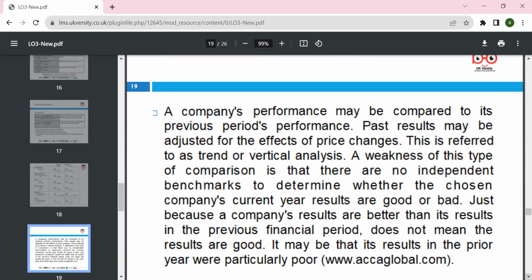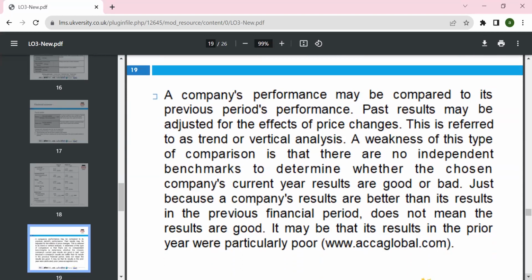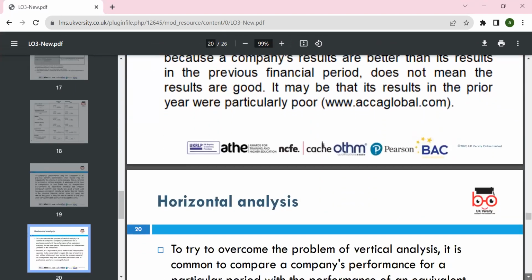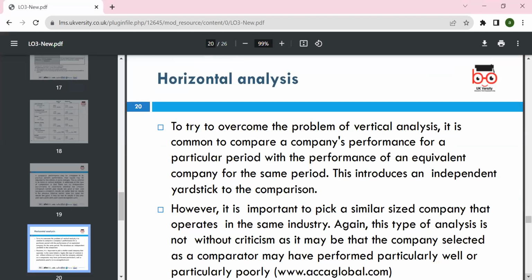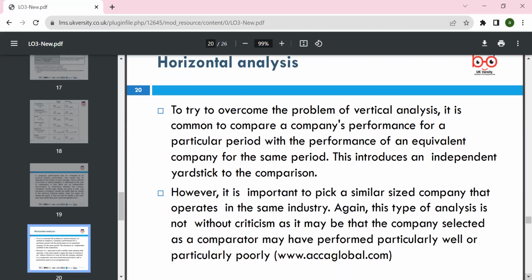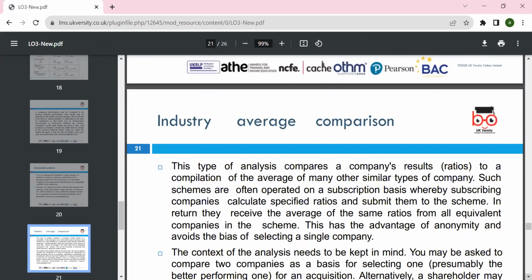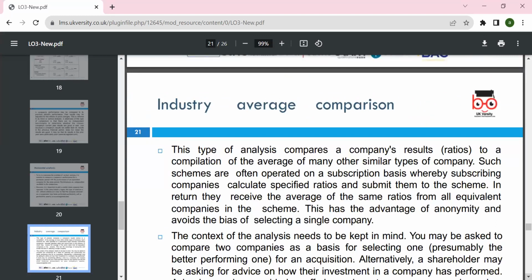We can look at different analyses. Sometimes ratios are weak, but that doesn't mean we don't need to look at other factors as well. Different horizontal analysis can help you overcome the problem of vertical analysis: compare the company performance to a particular period, or compare with the same period. You can look at different benchmarks, compare with competitors, compare with industry averages. What is the industry saying about the average, and how much are you above or below the average of the industry's performance?